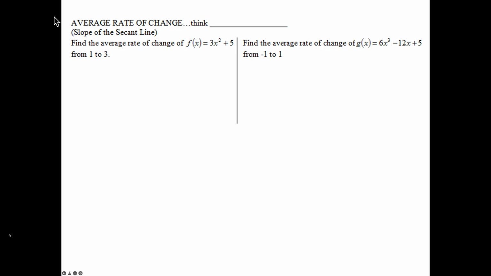All right, final video 3.3, finding the average rate of change for a function. Whenever they talk about average rate of change, or the slope of the secant line, we're going to do the slope between 2 points, which means slope m equals the second y coordinate minus the first y coordinate over the second x coordinate minus the first x coordinate. So y sub 2 minus y sub 1 over x sub 2 minus x sub 1. I just call it second y minus first y over second x minus first x.